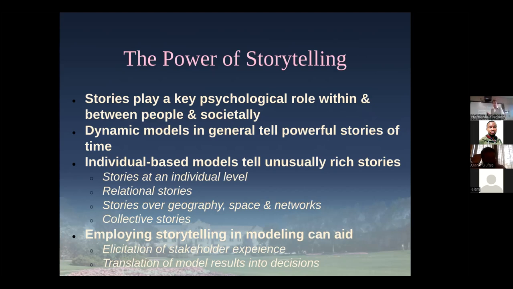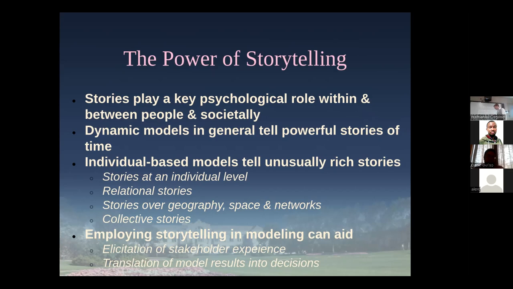And dynamic models in general tell powerful stories. They give narratives, they help us understand narratives that are psychologically very powerful. And it's in our interest to work with the nature of things, the fact that people are convinced and often open up their expertise in response to stories. And the point here for this class is a particular pointed one, because individual level models tell unusually rich stories. Agent-based models tell stories that are especially powerful, compelling, to which people can relate.